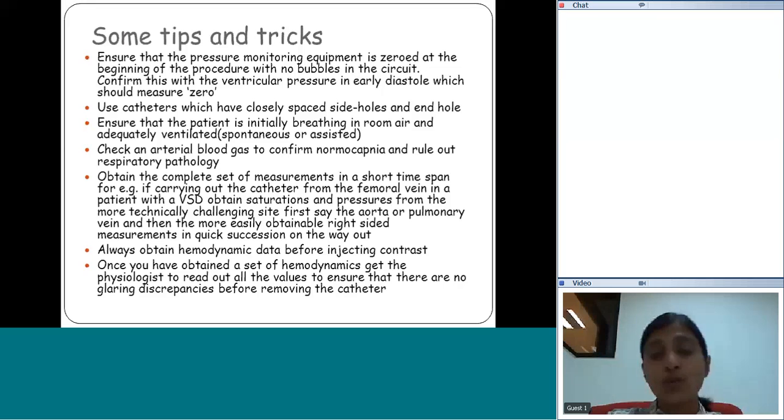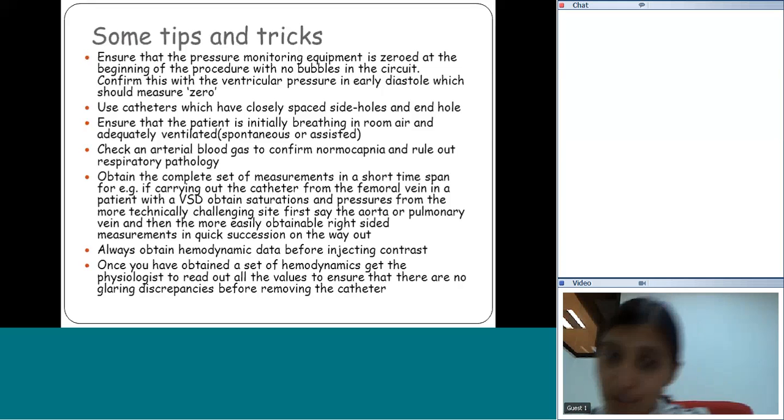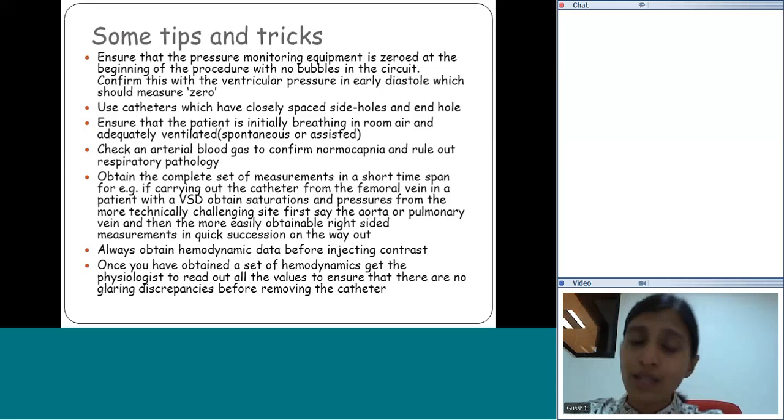So the general dictum is you get to the most difficult part in the heart first. Say you want to do just a baseline assessment. You're not doing anything else, just a baseline assessment. Then you enter the PA first, because that might be the most difficult to get into. You get the measurement. Then on your way out, you get the SVC and all the other easier, simpler measurements.